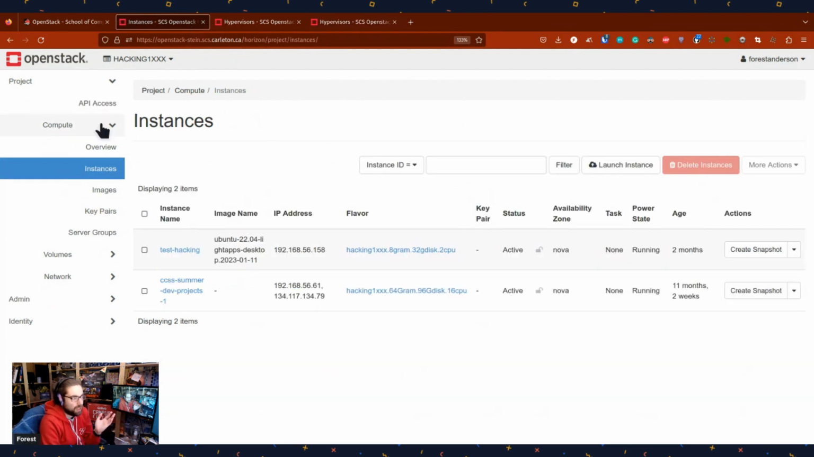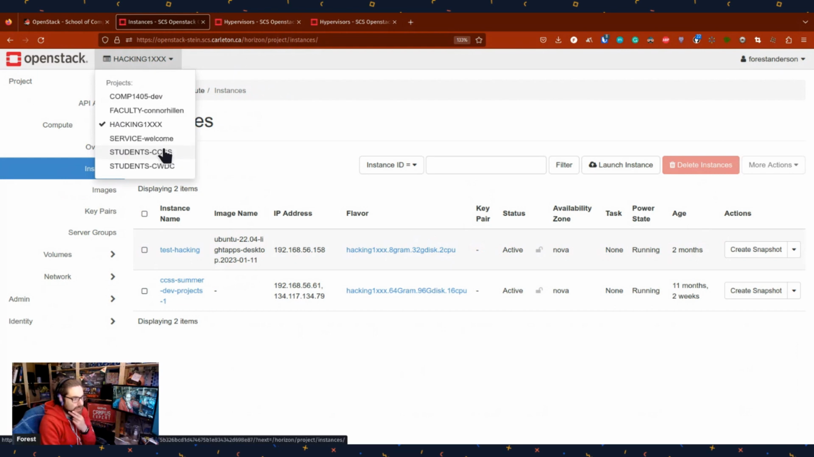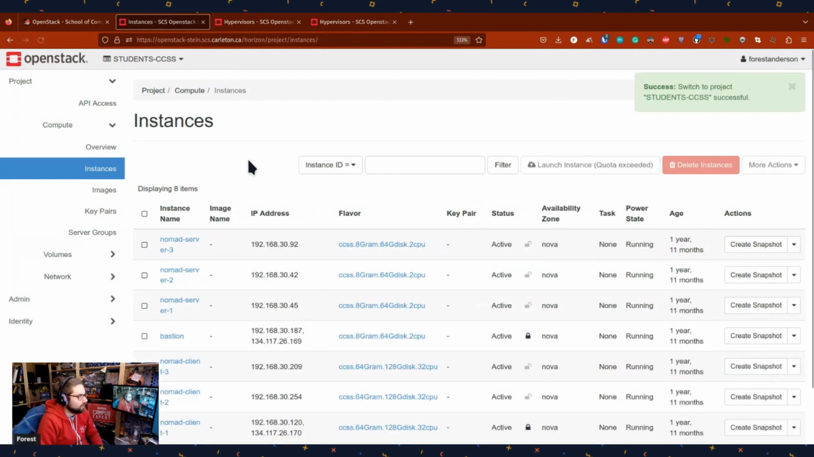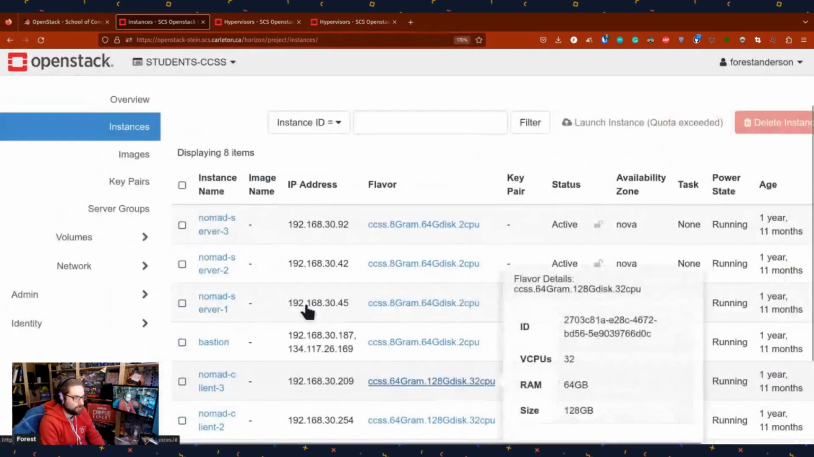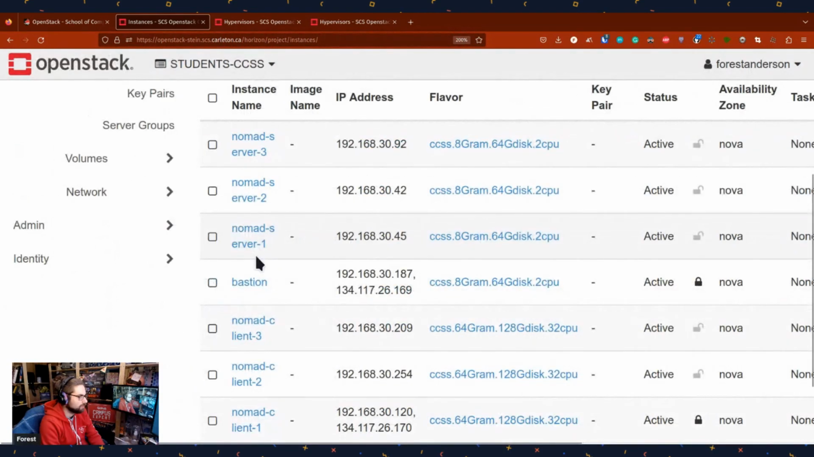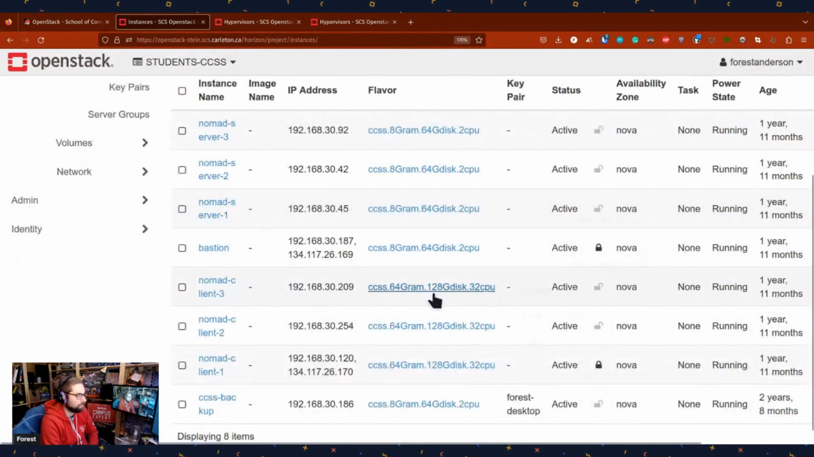So let's take just another look at the CCSS and how it is using its instances. This is what I just want to end off on, and hopefully this will give us a little bit of context as to what's going on with different use cases. Right here we have quite a few servers. Let's see if I can make this well sized. I think that's pretty okay. So let's go here.